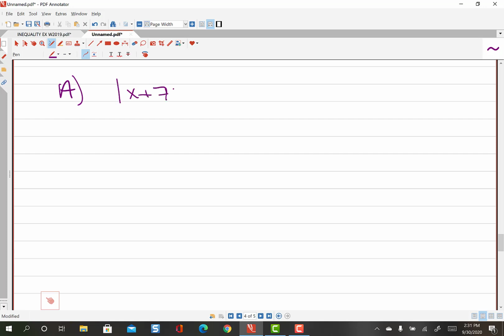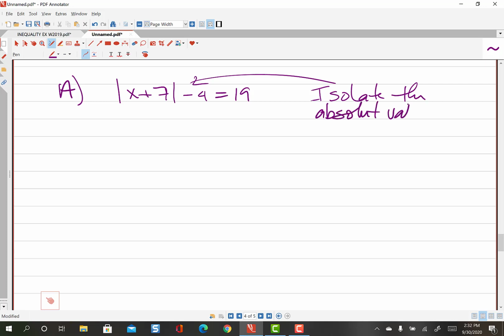Before you take off the absolute value signs, what you want to do is isolate that absolute value. So I would say the absolute value of x plus 7 is equal to 23. You want to do that first, then take off your absolute value signs. This was a plus 7, my mistake.